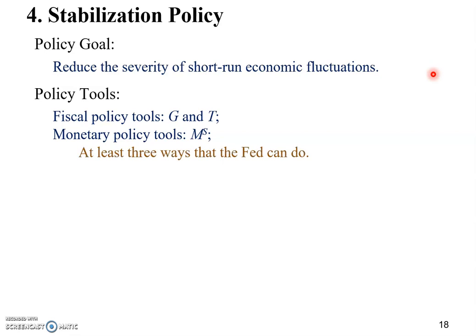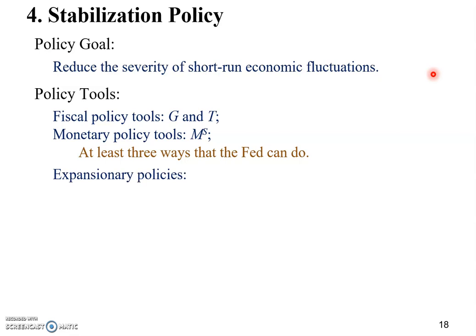Now, as discussed before, there are at least 3 ways the Federal Reserve can use. They are open market transactions, where they could buy or sell the treasury bonds. So that's the first way. The second way is they can adjust the reserve requirement, how much money the banks need to hold in their offices. The third way is to change the discount rate.